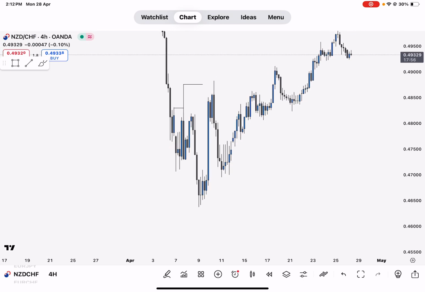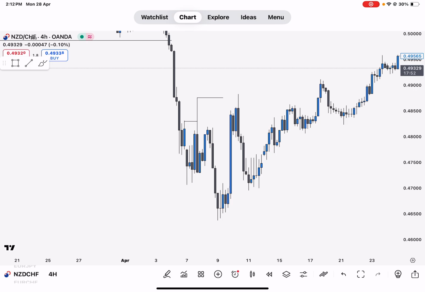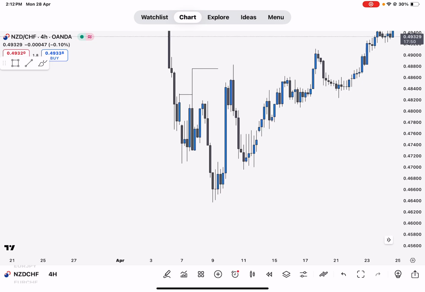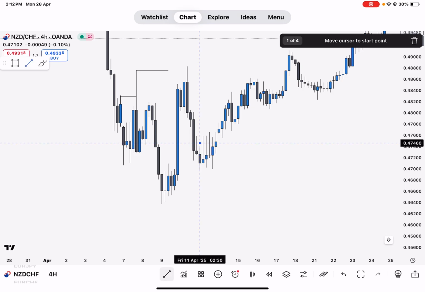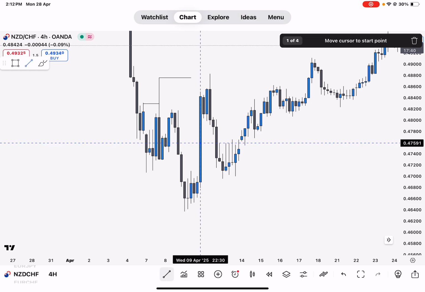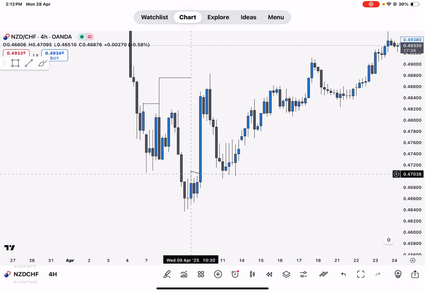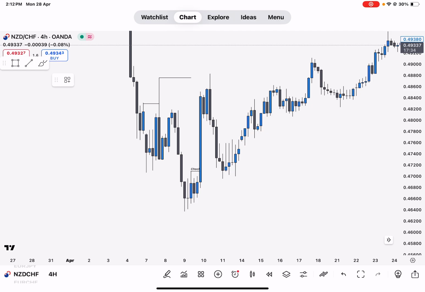Because the New Zealand dollar is weaker than the Swiss franc, that is the reason the structure is bearish. There was not a proper structure break over here, so I never traded here. After that, what I see here is a change of character. After that, what I see here is an internal break of structure.